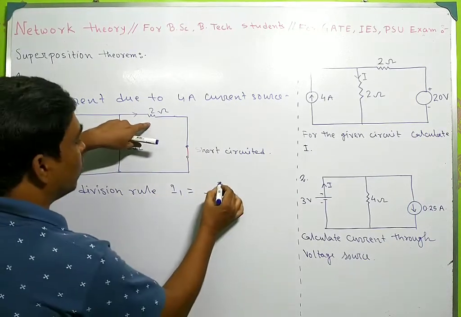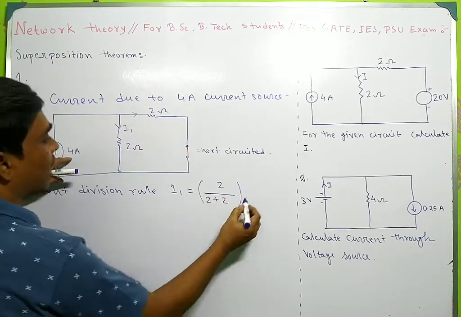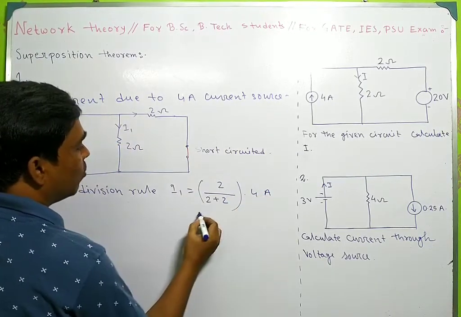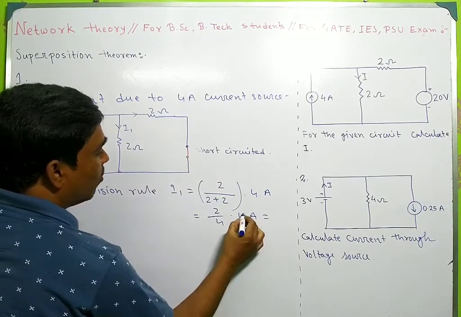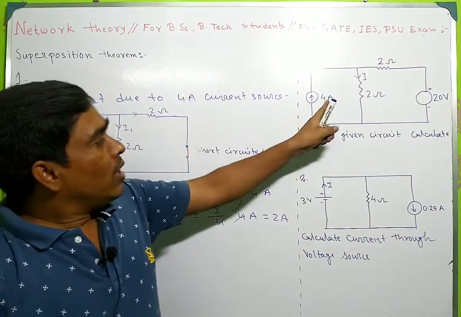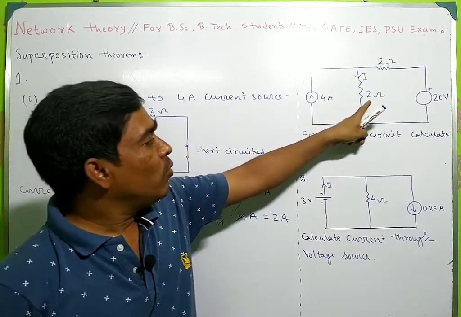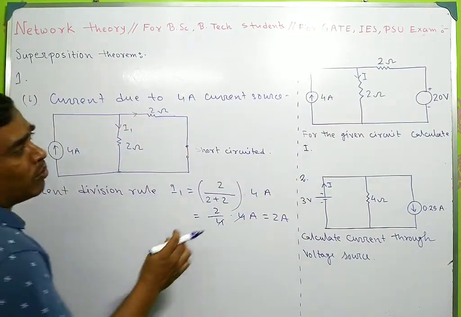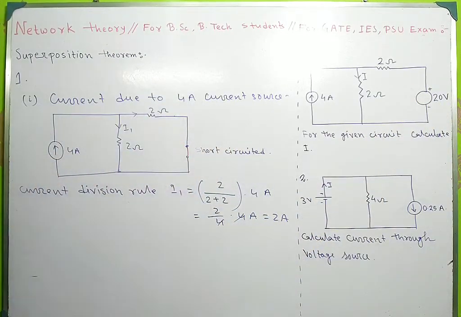What will be the I1? I1 is 2 divided by 2 plus 2, into I, that means 4 ampere. So it will be 2 by 4 into 4 ampere, so it will be 2 ampere. So the current through this branch due to this current source is 2 ampere. Now you have to know what will be the current due to this 20 volt source.